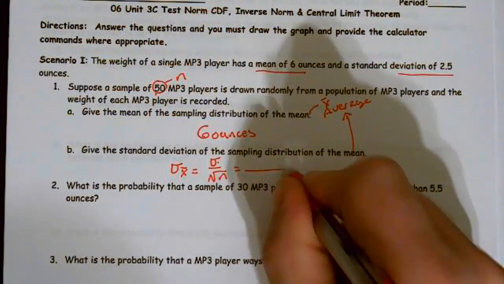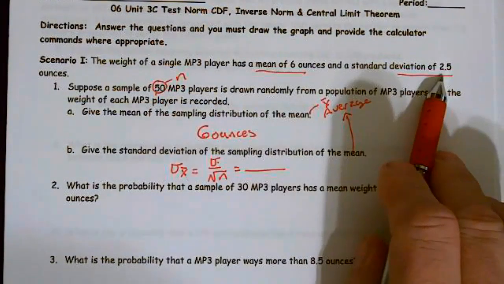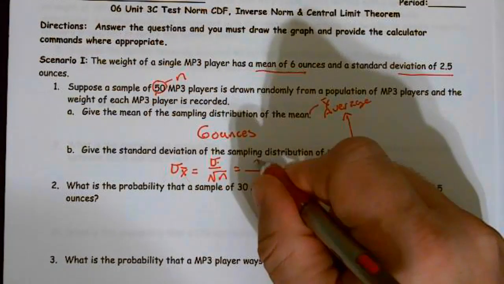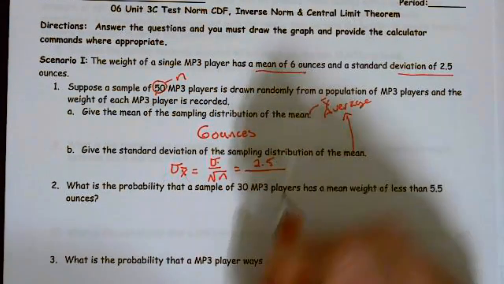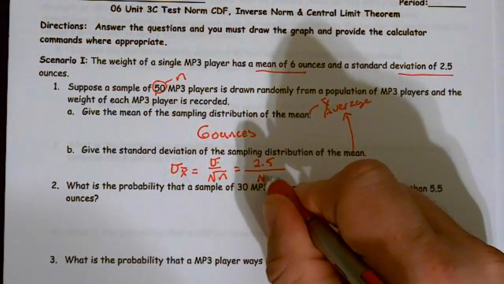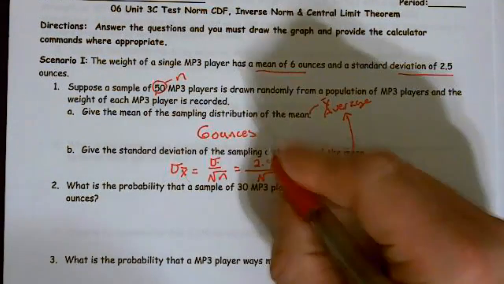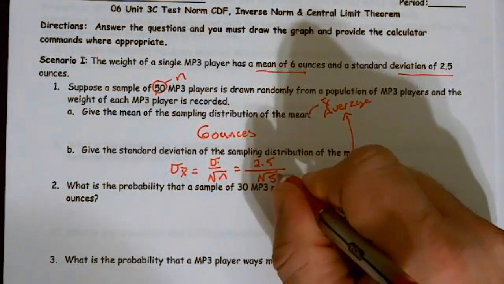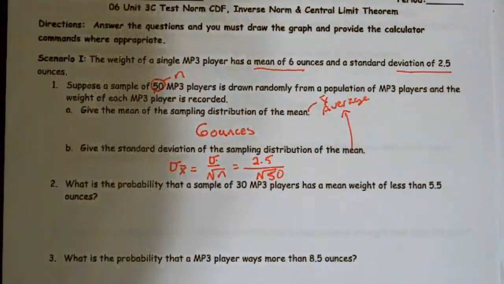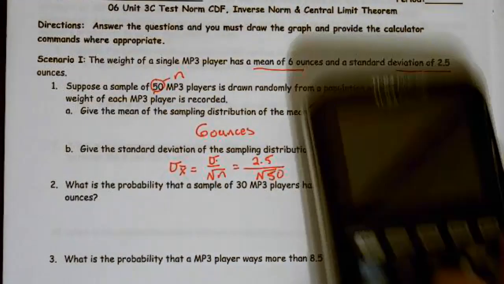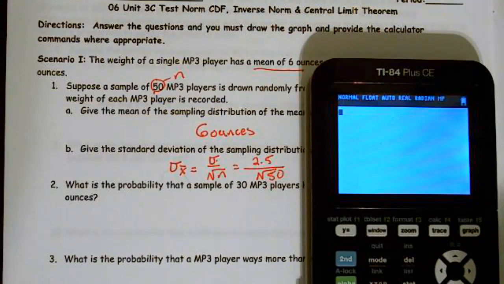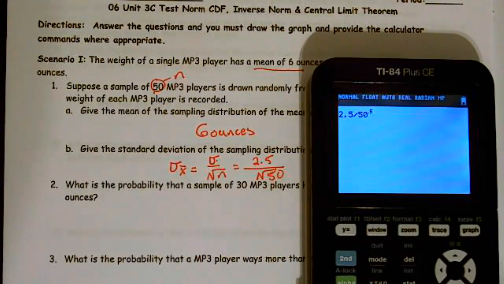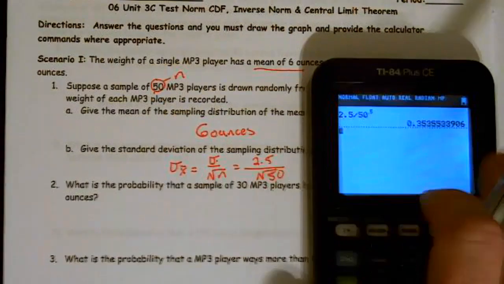So our numerator is just simply the standard deviation that they gave us, 2.5. And the denominator is going to be the square root of the sample size. And we already said that that was 50. So if you just gave us that, we would be good to go. 2.5 divided by the square root of 50, or 2.5 divided by 50 raised to the half power is 0.3535.